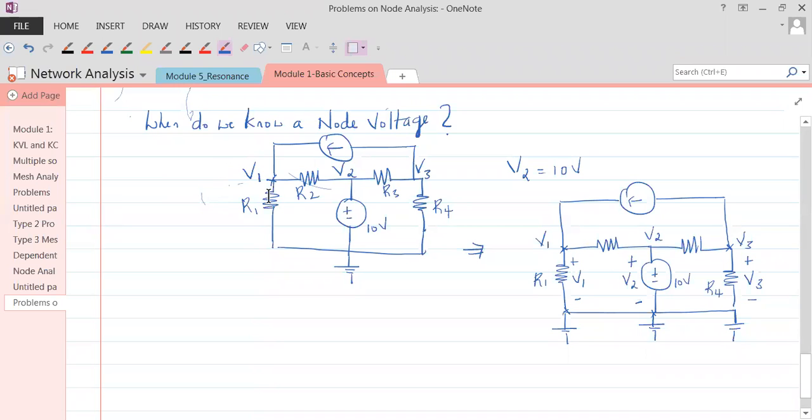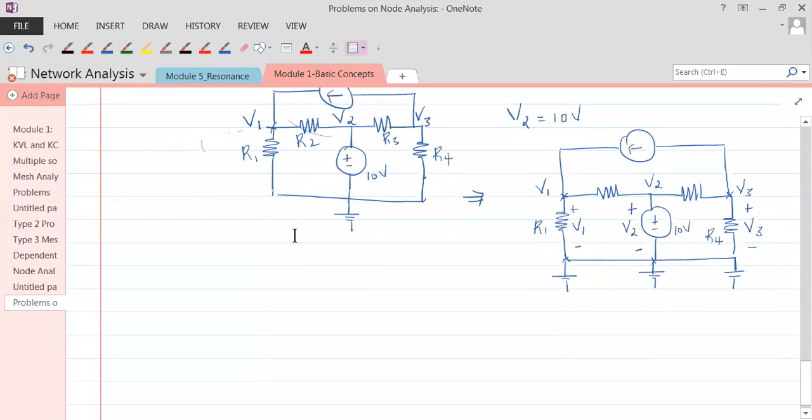So marking voltage V1 means it is the voltage which is dropping across R1, which means the positive polarity is with the node and the negative polarity is with the ground. Likewise, the positive polarity of V3 is with the node and the negative polarity is with the ground. In the same manner, if I mark V2 here, V2 is dropping across this voltage source, which means that V2 is your 10 volts. Everybody get this point? Okay, with this knowledge, let's move on to a problem.